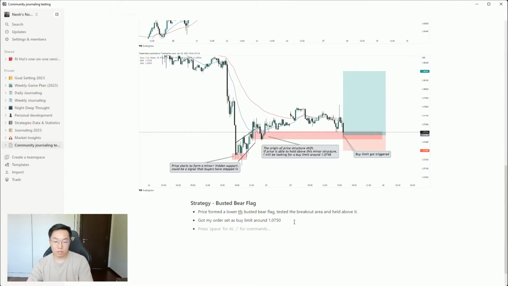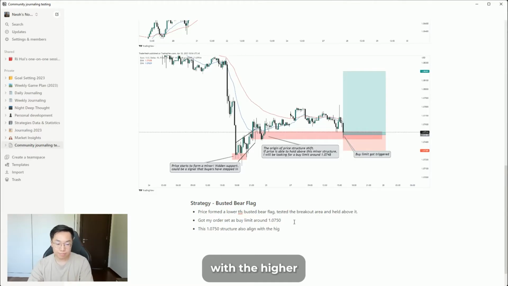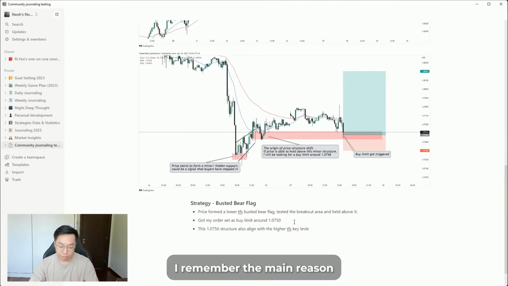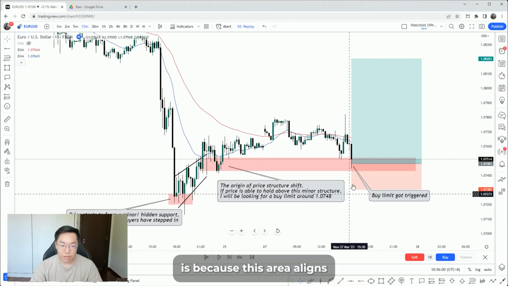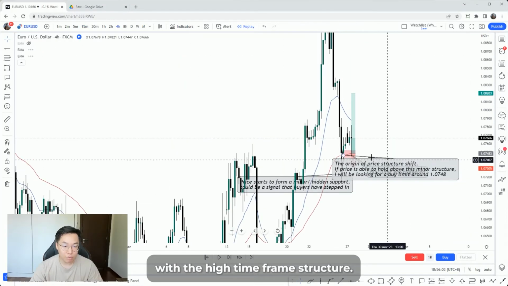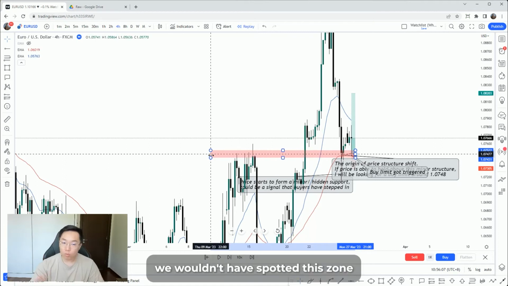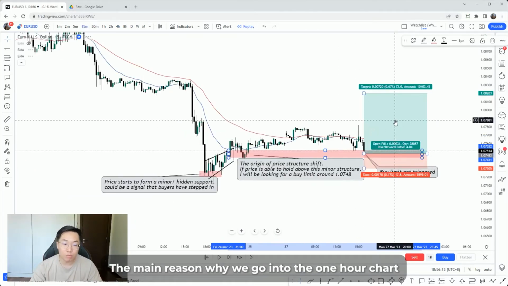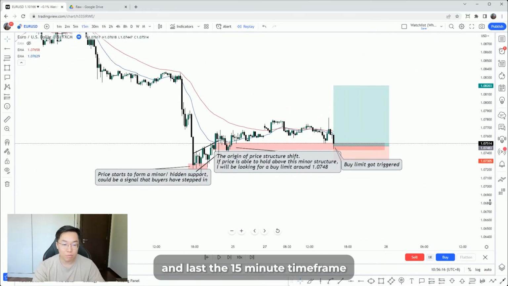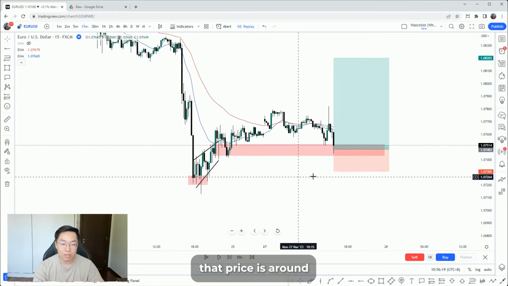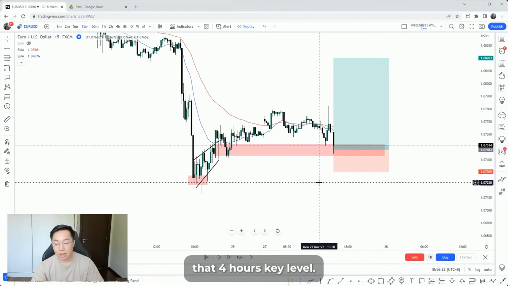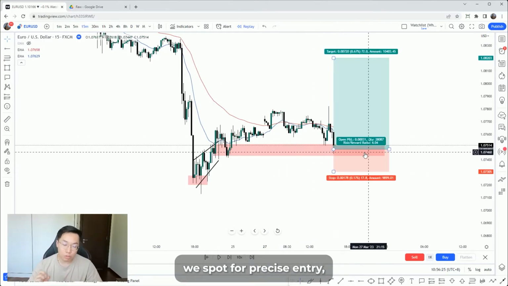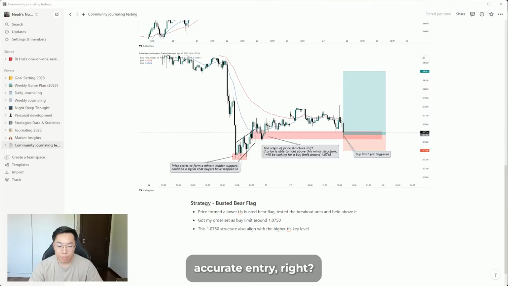And also, this 1.0750 structure is also aligned with the higher time frame's key level. Remember, the main reason why we take this trade is because this area aligns with the high time frame structure. Can you see that? If not, we wouldn't have spotted this zone and started dialing down to the lower time frames. The main reason why we go into the 1 hour chart and at last the 15-minute time frame is because we spot that price is around that 4 hour key level. Therefore, we start going down to the lower time frame to spot precise, accurate entries. All right, so that's your first step.